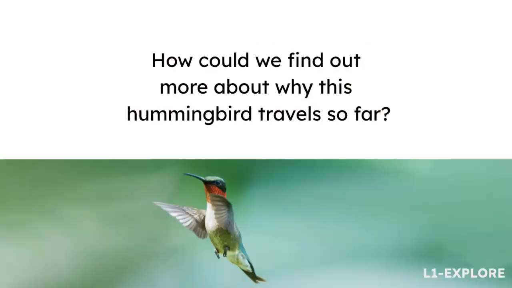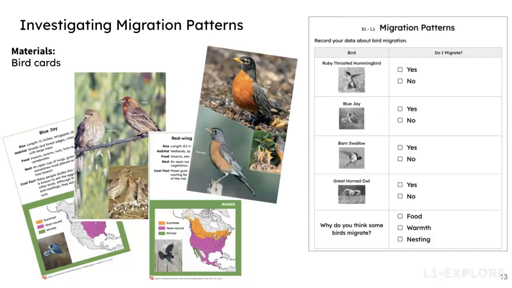For the Explore portion of the lesson, you'll tell students that they have some ideas about why the ruby-throated hummingbird migrates such a long distance, and ask how they could find out more about why this hummingbird travels so far. You'll put students into groups and give each group a set of bird cards from the MySci kit. They will examine each of the cards, paying special attention to where the birds migrate and why they migrate. They will record the reasons the birds migrate on the Migration Patterns student journal page.